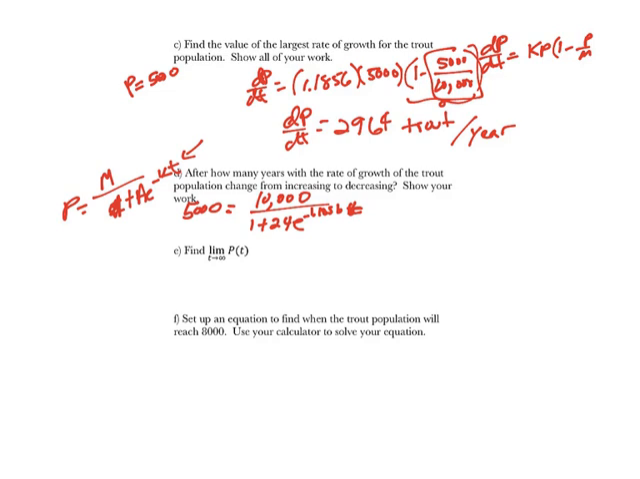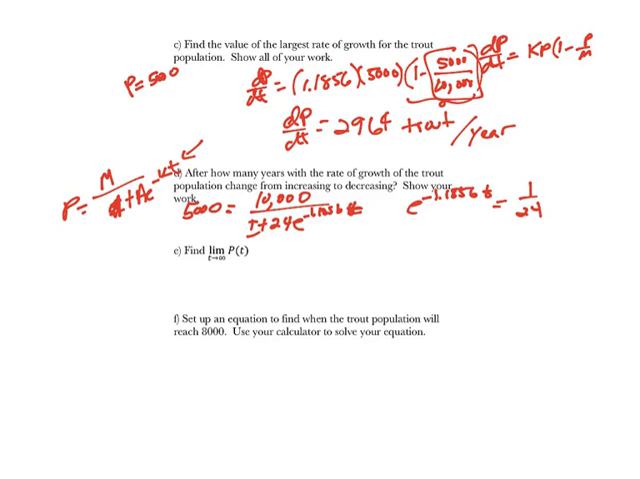So I multiply by 1 plus 24e to the blah, divide by 5,000. So I know that's 2, right, because 10,000 divided by 5,000 would be 2. So we'd have 2 minus 1 would be 1 divided by 24. So we'd have e to the negative 1.1856 t equals 1 over 24.